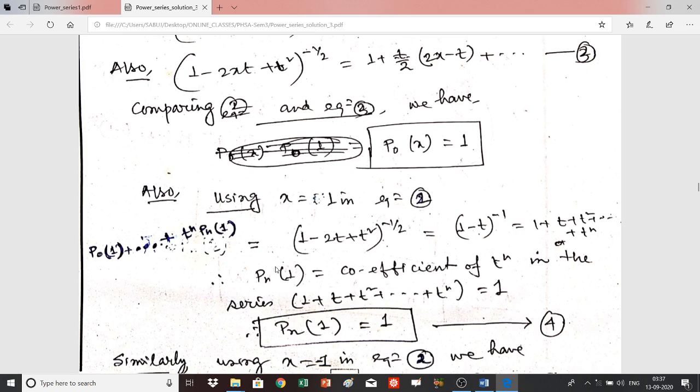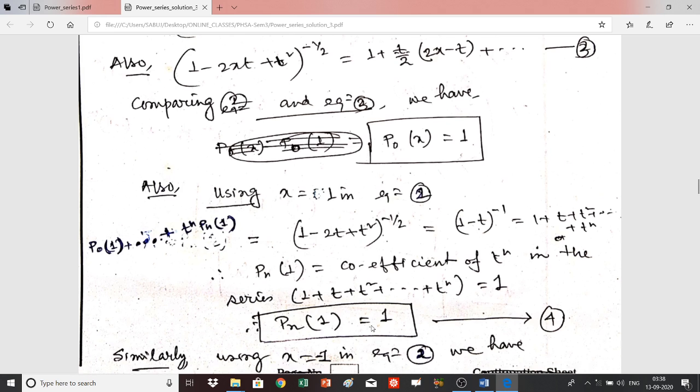So here you can also compare the coefficients of t to the power n. If you compare the coefficient of t to the power n from both sides, we will have Pn(1) equal to 1. Pn(1) is the coefficient of t to the power n in the series 1 plus t plus t square plus etc. up to t to the power n, and that is nothing but 1. The coefficient of t to the power n here is 1, so Pn(1) is equal to 1.